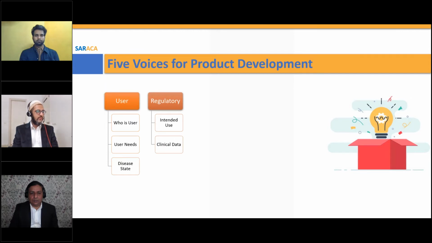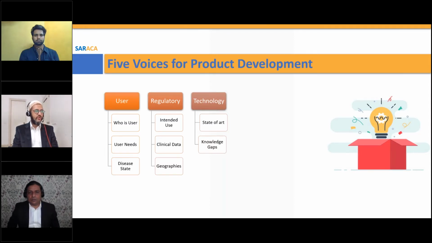All these are published in the public domain, so you can get the clinical data for the competitor's device in the market. Then the geographies. Like Kuldeep also mentioned, different geographies have different regulatory pathways, so that is also very important. Then technology state of the art: you want to know what knowledge gaps exist. If you have some unique technology, then it's also very good. Then you can place your product differentially in a market. It can be a differentiator for you.